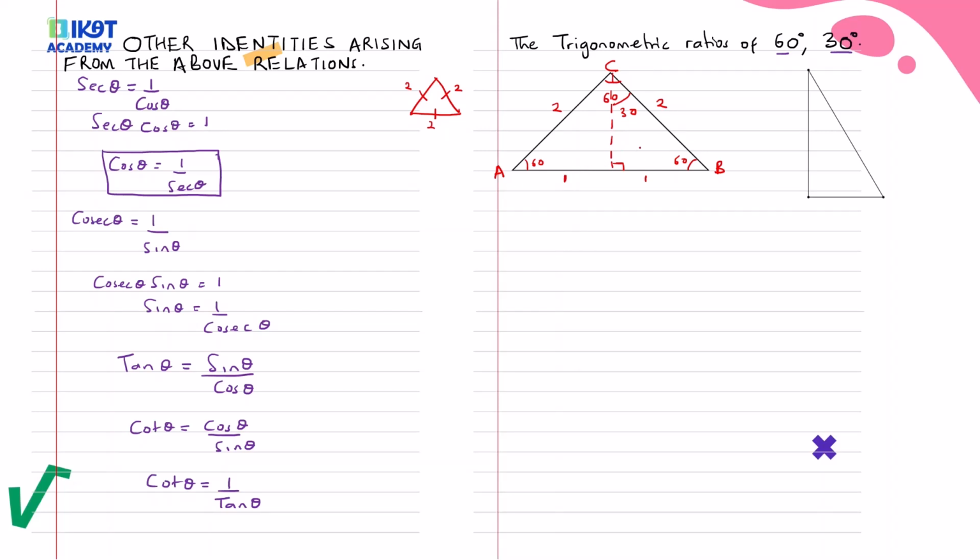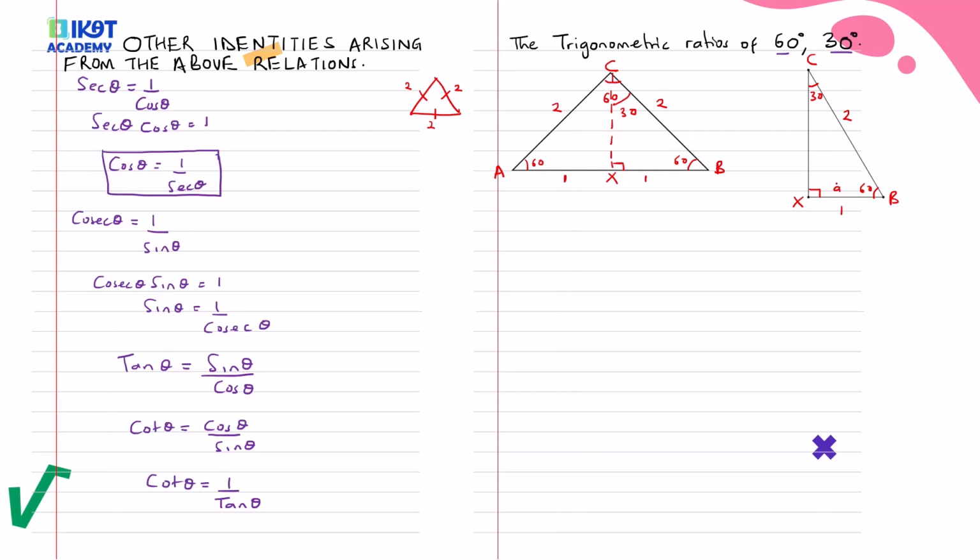Now we're going to extract this triangle. We're going to call this point X. We're going to extract this triangle. This is X, this is B, this is C. So this is 30 degrees, and this is 60 degrees. This is 90 degrees. This is 2. This is 1. Now I want to find the size of the height, because we don't know it.